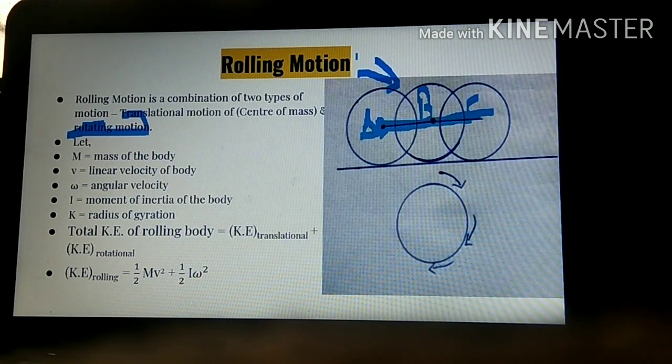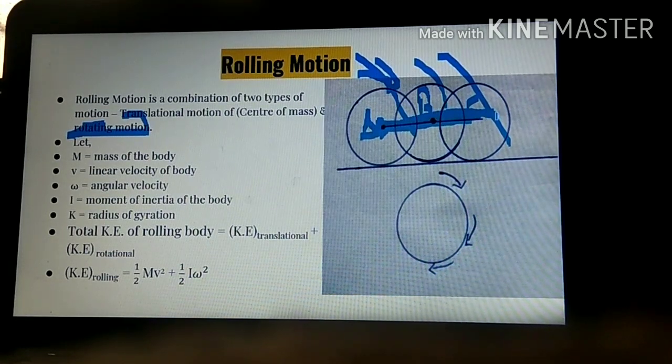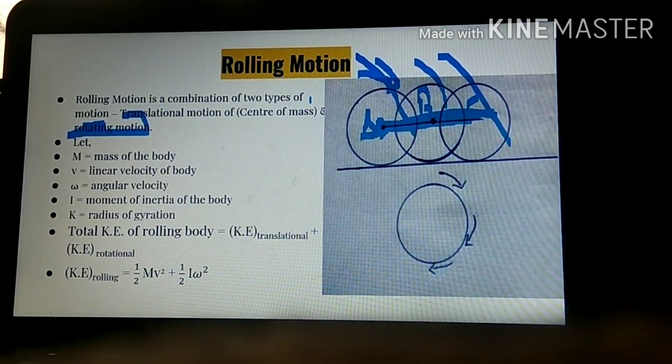But this object is moving round and round. This object is moving round and round, but the center of mass is moving in a straight line. So therefore, rolling motion is a combination of two types of motion: translational motion of the center of mass and rotational motion of the whole body.